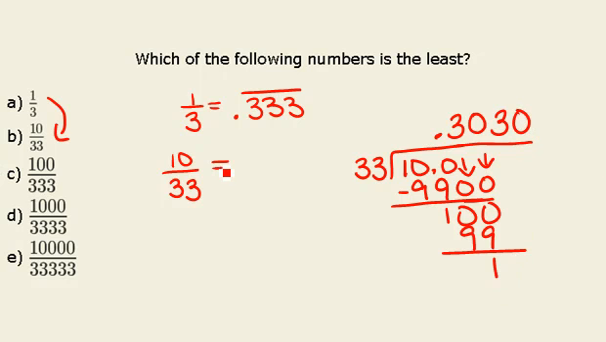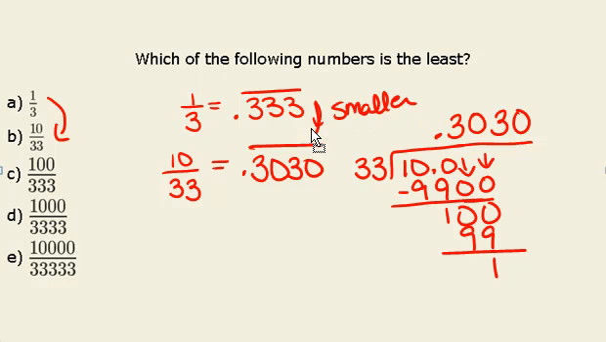Therefore, 10/33 is equivalent to 0.3030 repeating. We will notice that we produced a smaller number as we went from 0.3 repeating to 0.3030 repeating. So we could guess that E is indeed our smallest number.